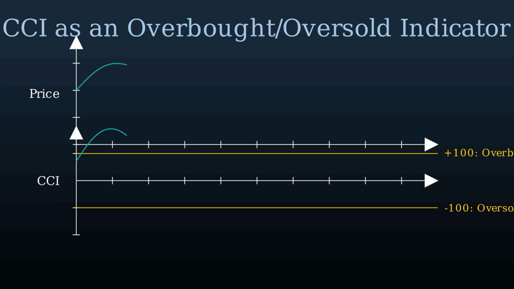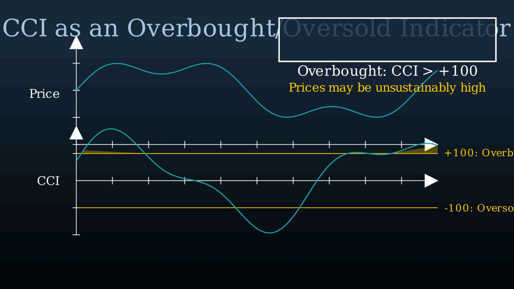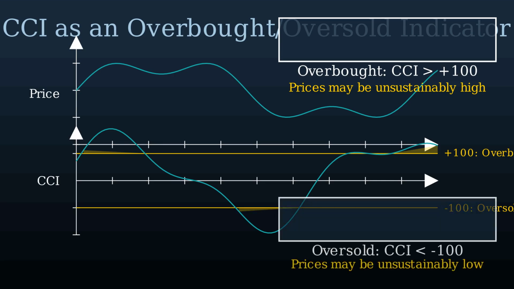When CCI exceeds positive 100, the market is considered overbought, suggesting prices may be unsustainably high. Conversely, when CCI falls below negative 100, the market is considered oversold, suggesting prices may be unsustainably low. These extreme readings in the CCI often precede price reversals, as the market corrects these imbalances.